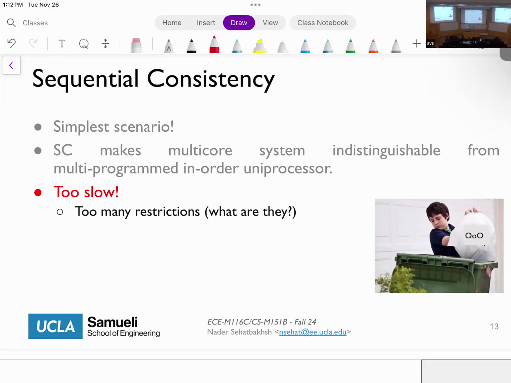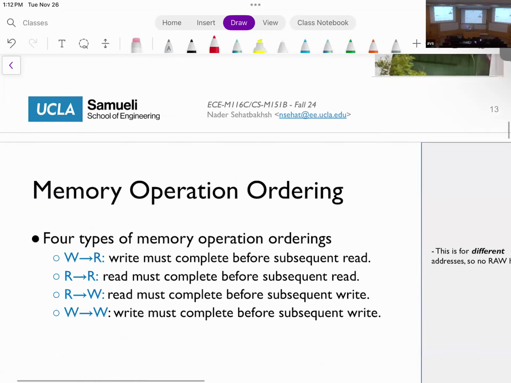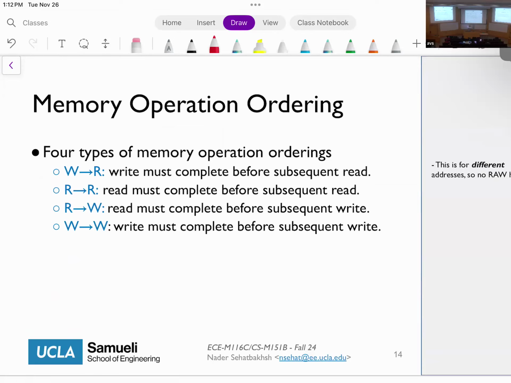But unfortunately, that means that now we are allowing some reordering to happen. So what are the possible reorderings? You can think about write after read, read after read, read after write, and write after write, right? So these are the four possibilities. And again, when I say write after read, this is one address, this is a different address, okay? So this is different from a RAW data hazard or a write-after-write data hazard and so on.